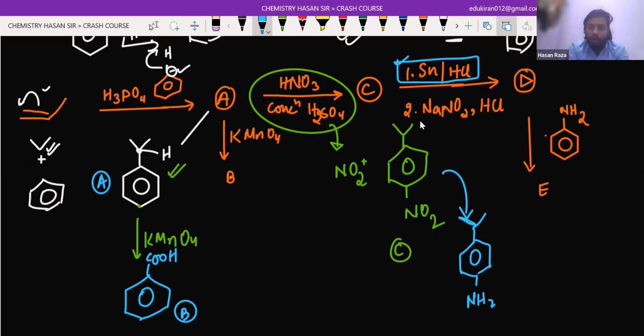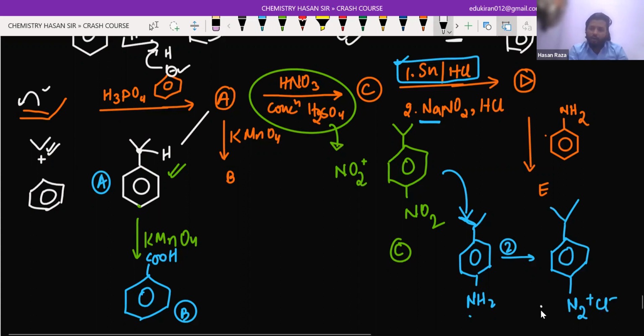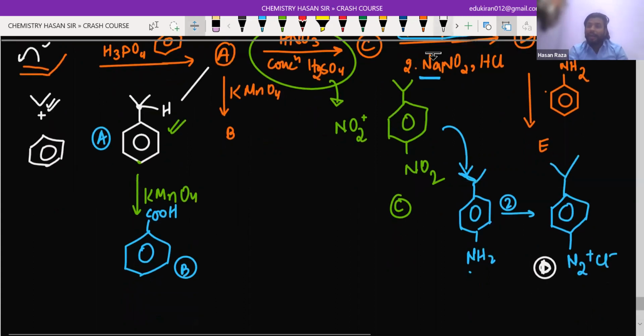And then you are going to treat this with, second, NaNO2 in the presence of HCl, that means nitrous acid. And when NaNO2 in the presence of HCl reacts with amine, it will form benzene diazonium, basically. So you can see this will be converted into N2 plus Cl minus, benzene diazonium chloride, and the rest part will be as it is. And this is your D. Now, after getting D, you are going to react this D with aniline.